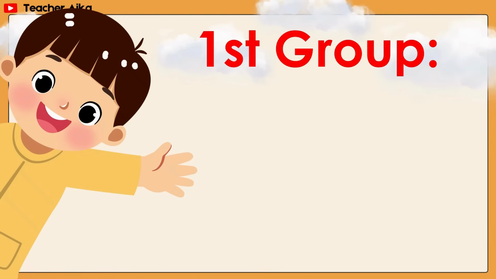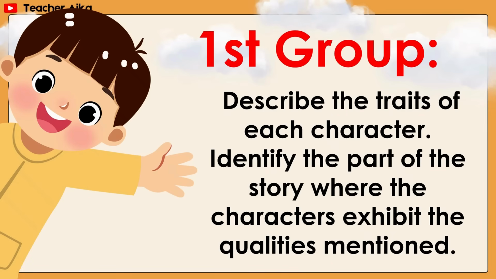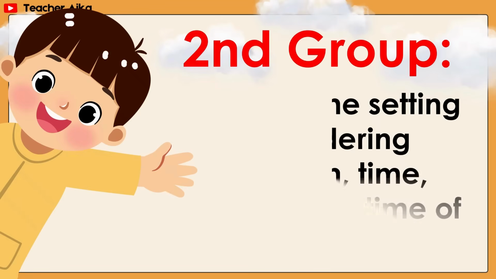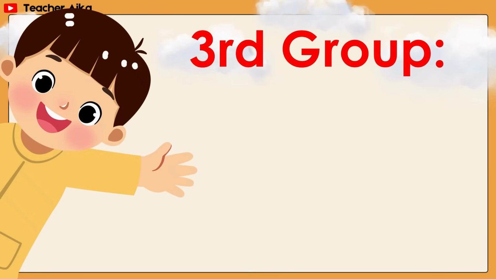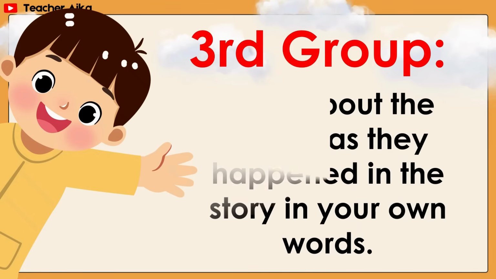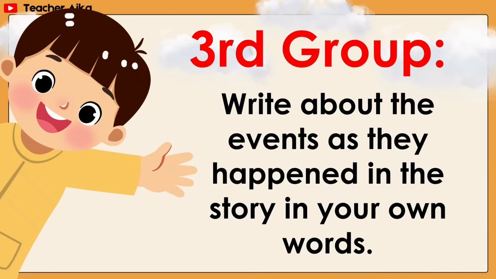Let's have a group activity. First group, describe the traits of each character. Identify the part of the story where the characters exhibit the qualities mentioned. Second group, identify the setting considering location, time, season, and time of day. Third group, write about the events as they happened in the story in your own words.